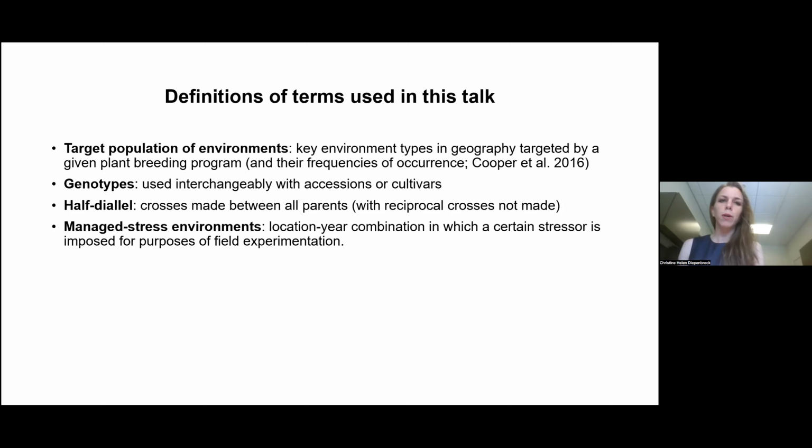And finally, when I mention managed stress environments, I realize that this might be more common in plant breeding, but effectively this would be an environment or a location-year or site-year in which we are applying a given stressor in a controlled manner for purposes of field experimentation. In our case, we have included a control treatment side by side with our stress treatment of interest.